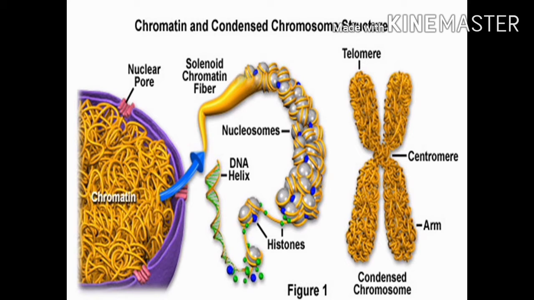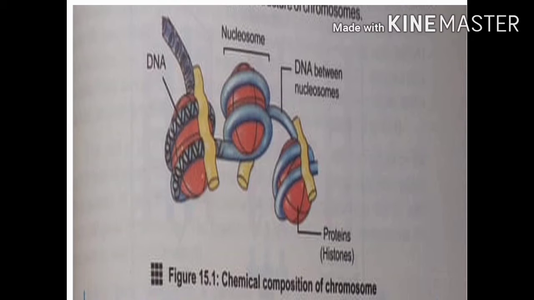The fibers consisting of nucleosomes condense into compact forms and get the structure of chromosomes. Here you are watching the chemical composition of chromosome, and here is DNA, nucleosome, DNA between nucleosomes, and proteins which are histones.